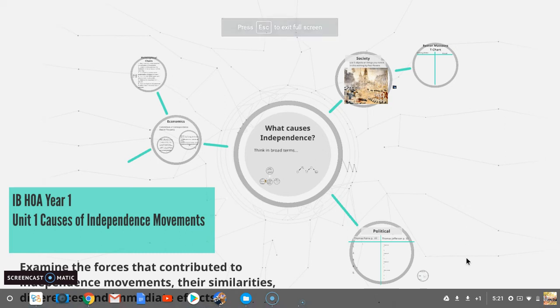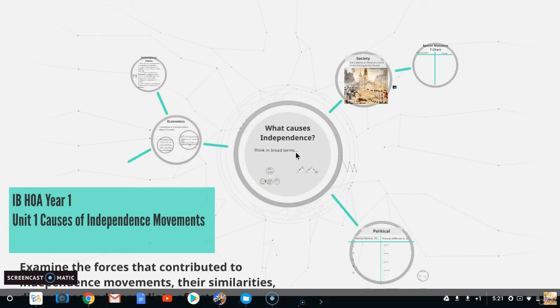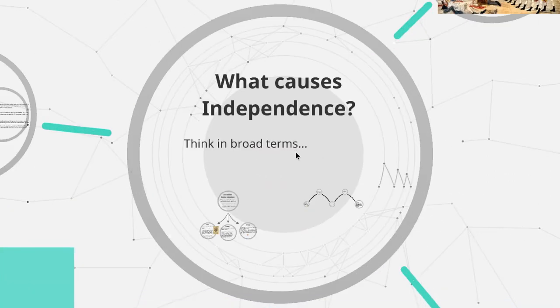Discuss the idea of what causes independence. And I want you to think about these ideas in very broad terms, because we're going to look at this first through the ideas of what would become the American colonies transition into an independent collection of United States. And then eventually we'll look at how this impacts other states throughout Central, South America, and the Caribbean.